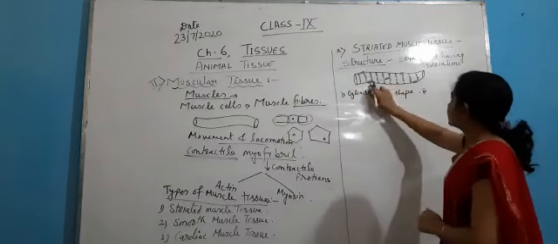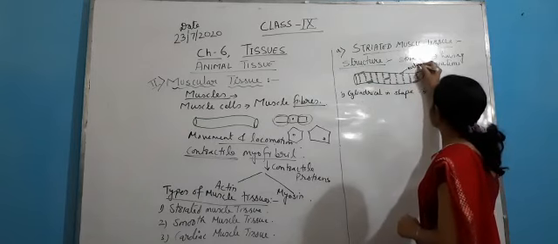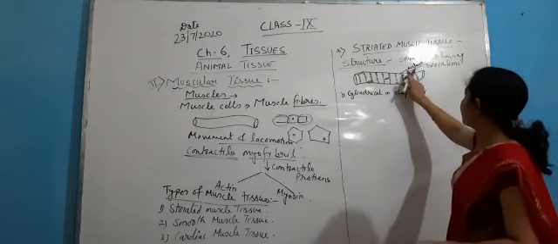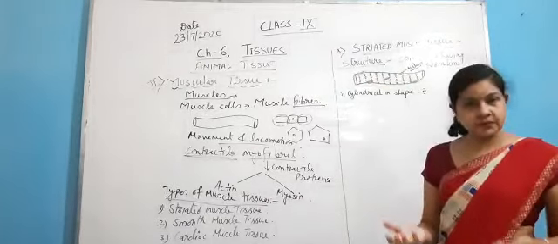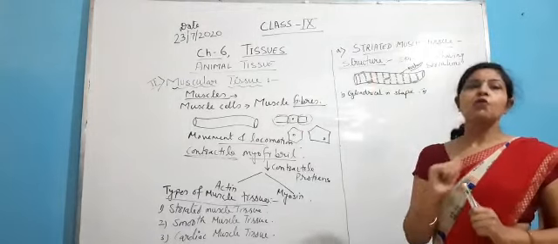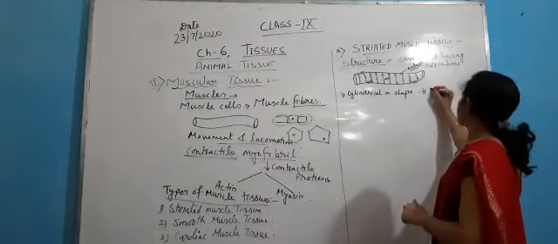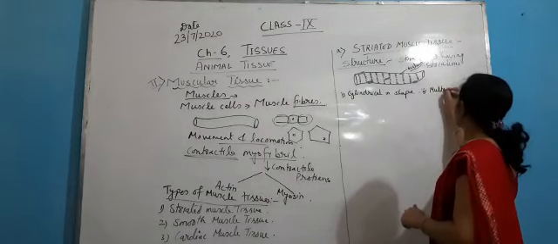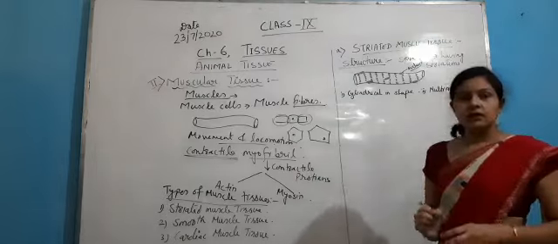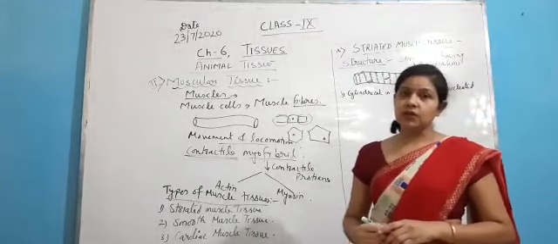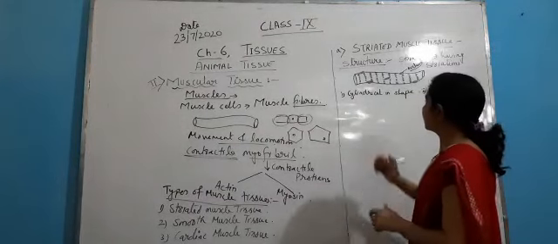Secondly, here you can see this is the nucleus. So you can see there are many nuclei. Otherwise in previous cells you have studied that one cell possesses one nucleus. Here many nuclei are present. So it is multi-nucleated. Multi means many. Multi-nucleated means many nuclei. So it is cylindrical in shape, multi-nucleated.